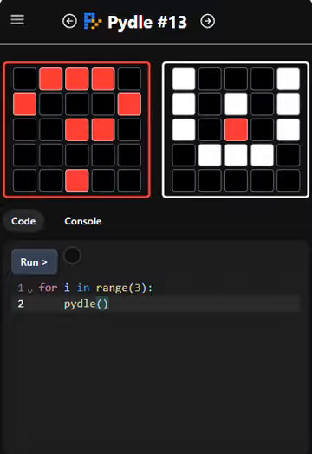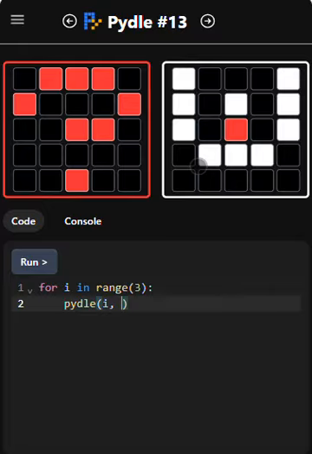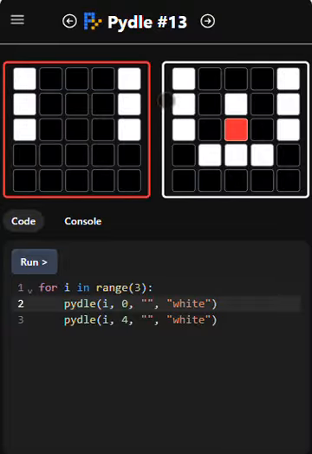So Pydle, the 2 verticals, so the y needs to increase, so we put i in there. The x is static, so the first on the left one would be 0, the one on the right would be 4. Empty cell and color white. Okay. Another one, I did that one on the right, so that would be 0. Okay, we can run that. See, we've got the 2 verticals.